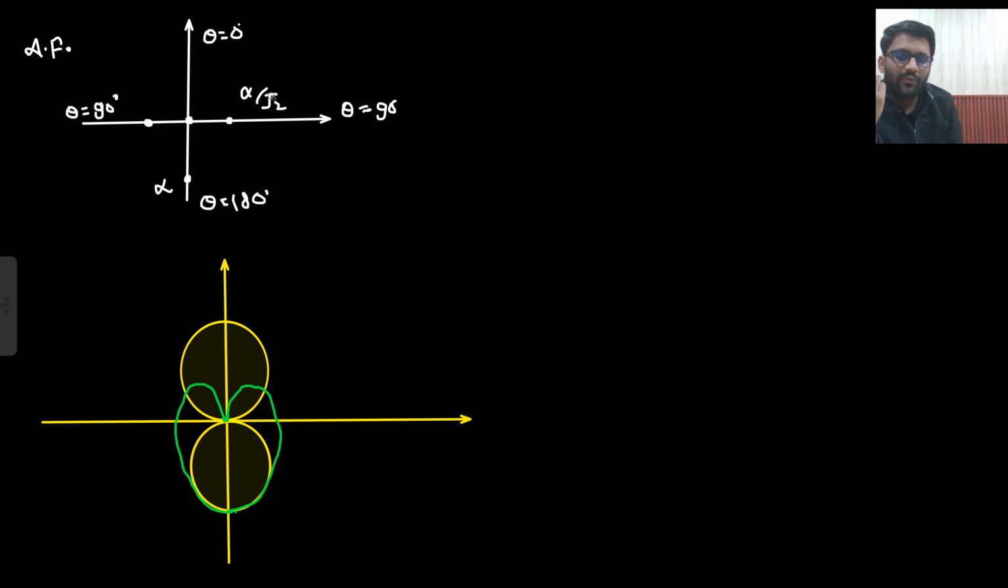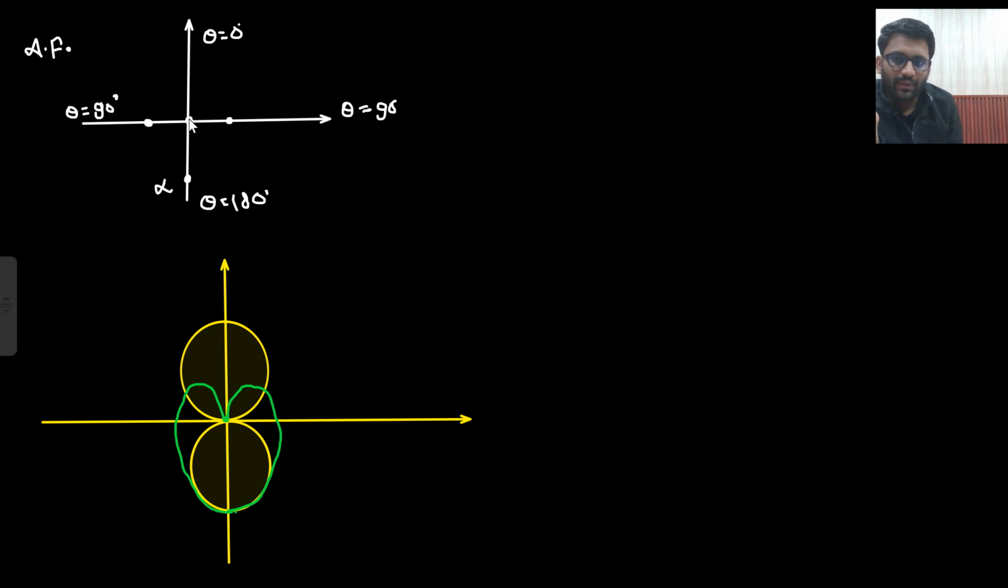So what do you think? How will the pattern go? It cannot go like this. Certainly it cannot go like this. Because if it goes like this, that means at 90 degree you are having this value as well and this value as well. So certainly it cannot go like this. So how can it go? It can go like this only. So kind of a heart-shaped structure you get.